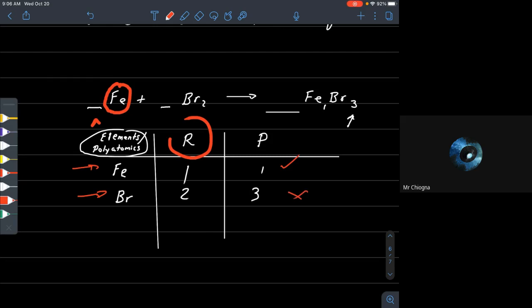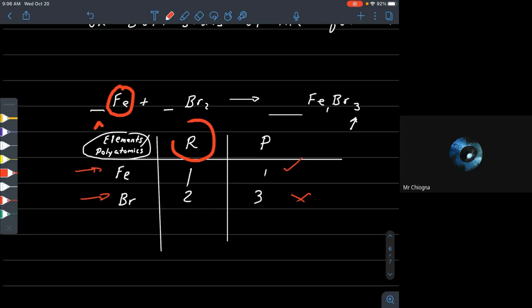So we play around with it until it is. What do I mean by playing around with it? This is the rule. I'm going to repeat it, memorize it. You can only change the number in front. That's the rule.